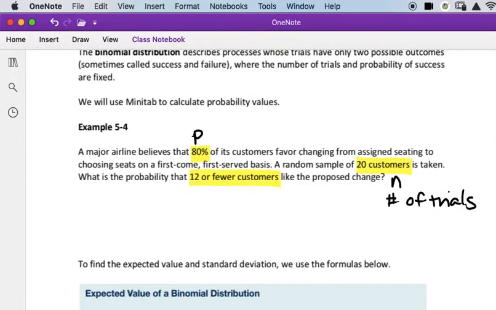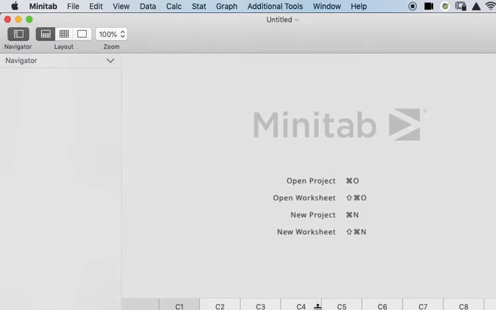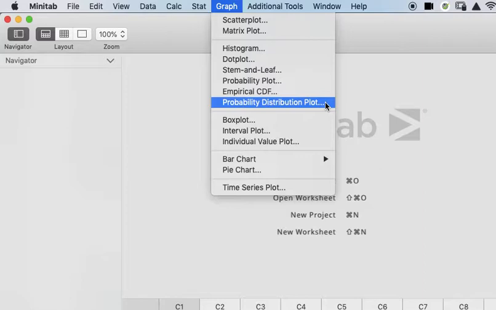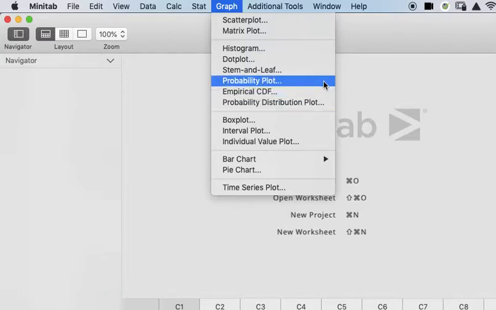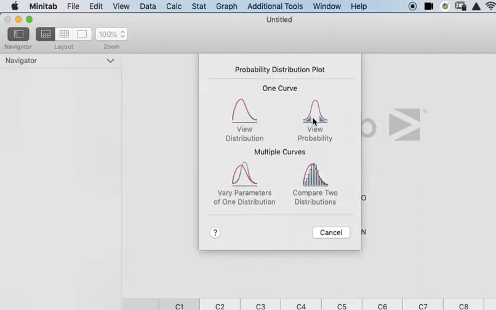So we're going to go to Minitab. Now this is a little bit different than what we've done in Minitab previously because we're not going to be using the spreadsheet part of Minitab at all. What we're going to do is go to Graph and then go to Probability Distribution Plot. Now make sure that you're not clicking on Probability Plot, but you're clicking on Probability Distribution Plot. That's a key word. Then you're going to select View Probability.